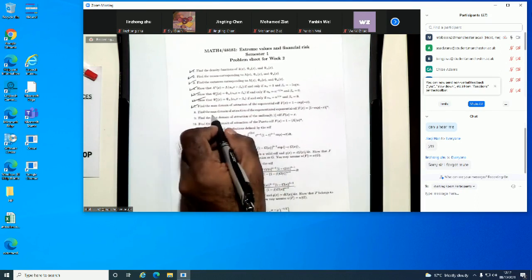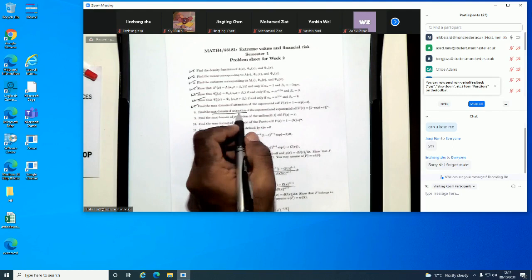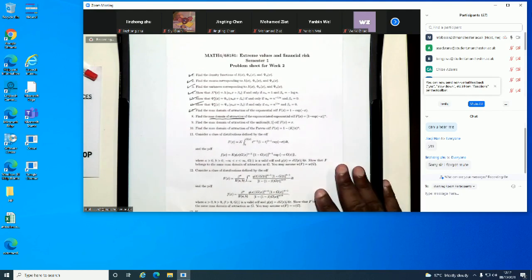Now, by the way, this term, max domain of attraction, I know some of you asked me this question. The max domain of attraction means basically asking you which of the 3 types holds.